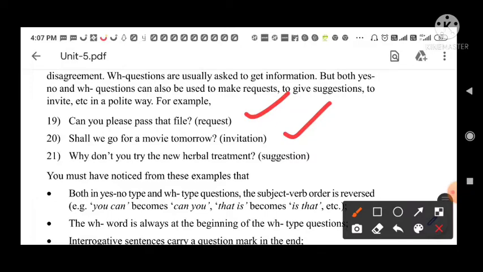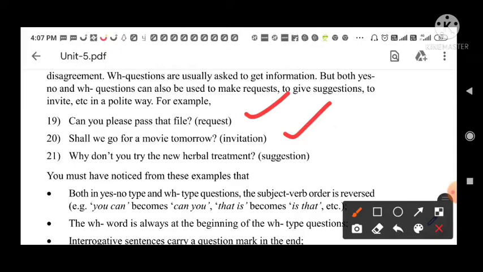Why don't you try the new herbal treatment? So we are giving some suggestions to anybody. So why don't you use such a treatment? So it's a polite suggestion.